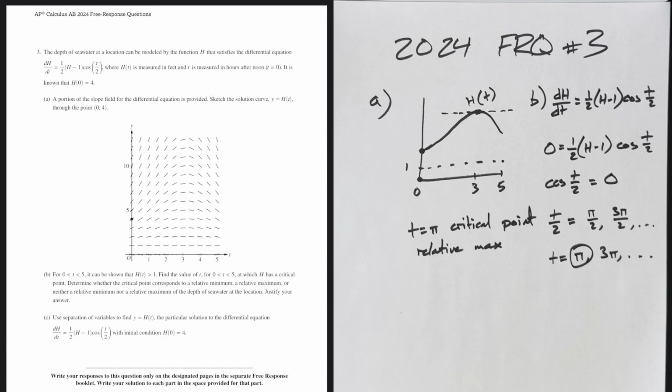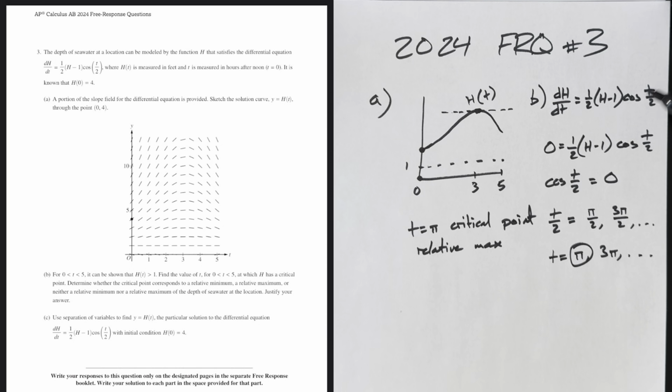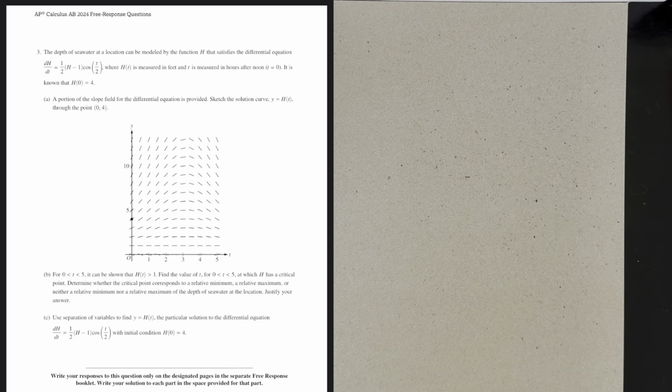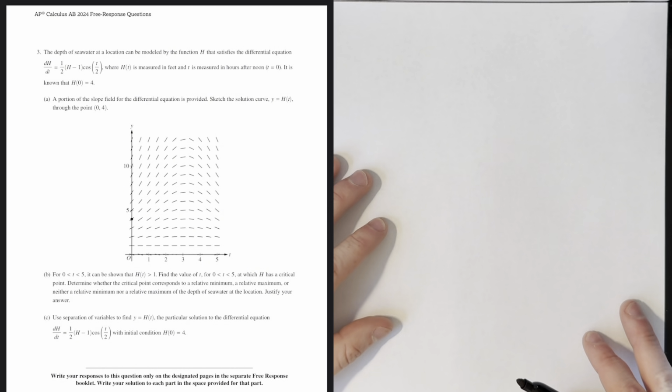So once again, just using our knowledge of differential equations, knowing that this differential represents the slope at a point, we were able to solve for the only way that that slope could equal 0 at this point. So an interesting question. I like it. But we're going to move on to part C.